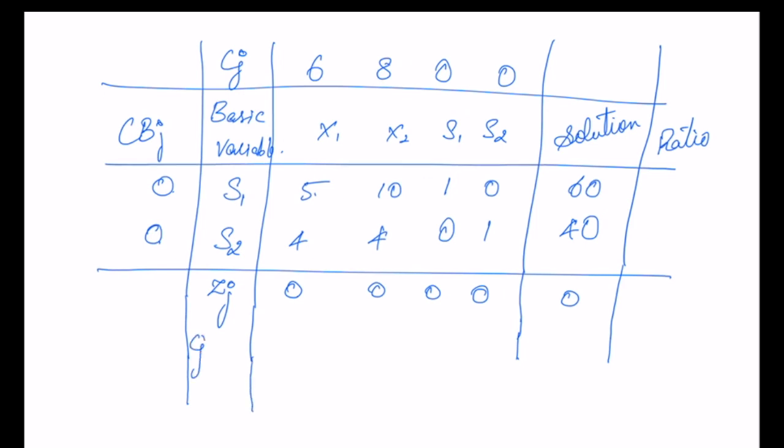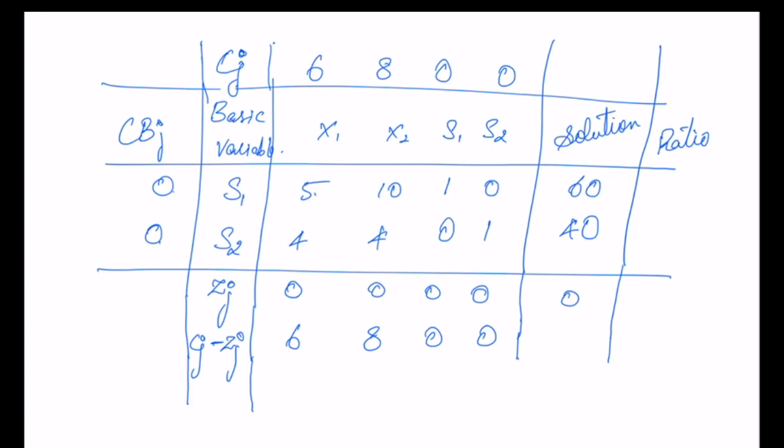Next comes Cj minus Zj. We have Cj and Zj. Cj minus Zj: 6 minus 0, which is 6. 8 minus 0, 8. 0 minus 0, 0. And 0 minus 0, 0. Now, in Cj minus Zj, we have 6, 8, 0 and 0.